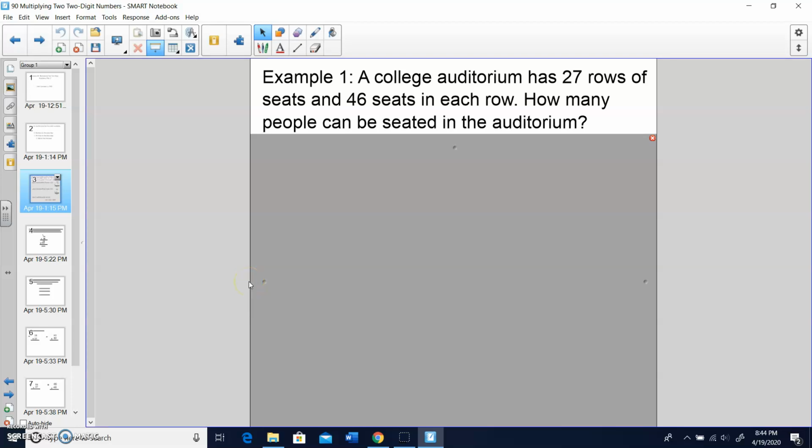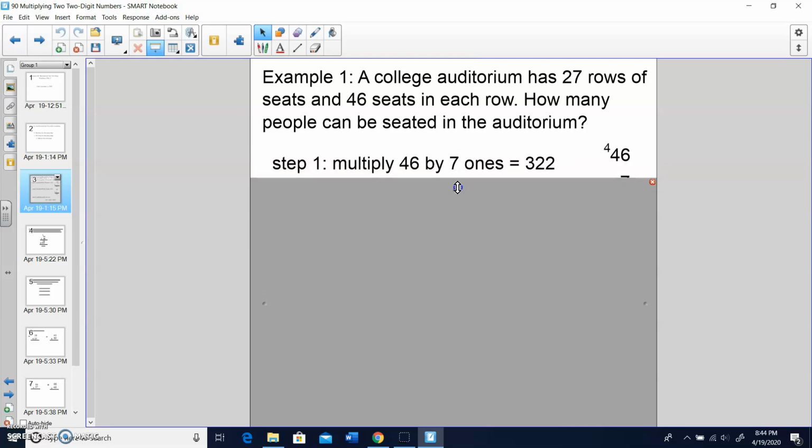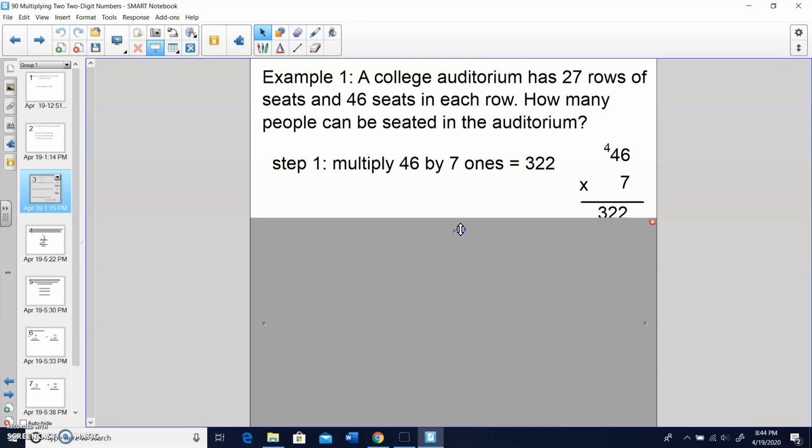So for example 1, a college auditorium has 27 rows of seats and 46 seats in each row. So we know we're multiplying 27 by 46. How many people can be seated in the auditorium? Okay, so first the step is to multiply 46 by the 7, because that's the ones place. So multiply 46 by 7 ones.